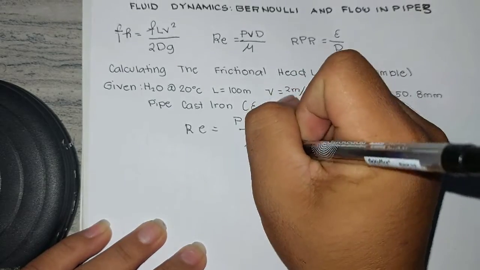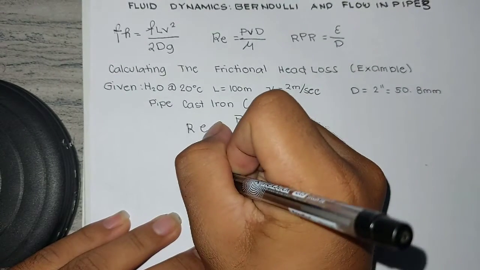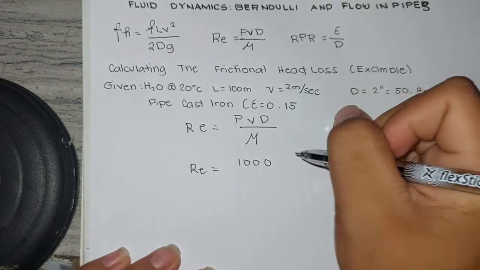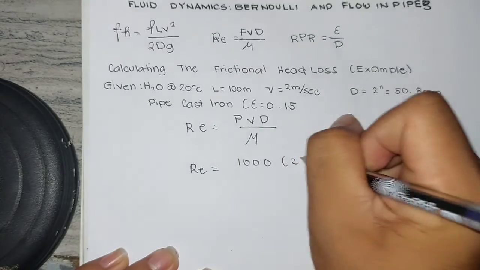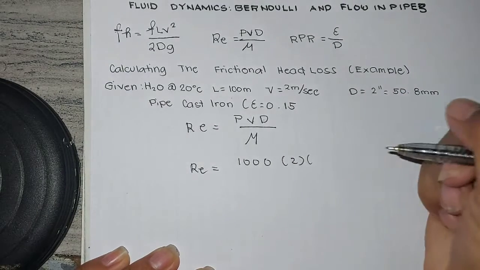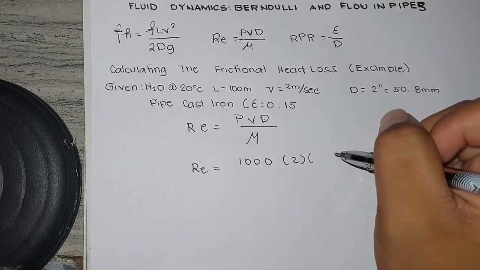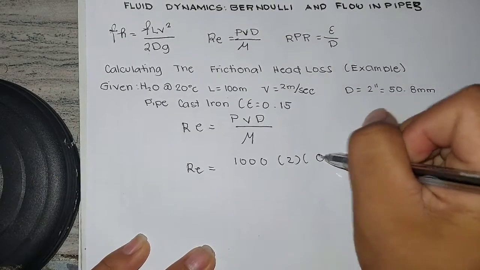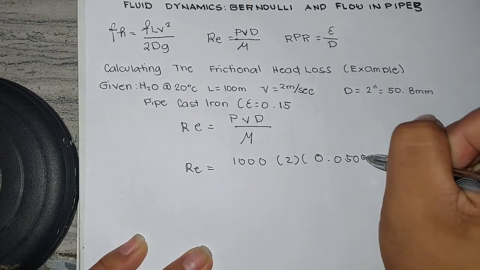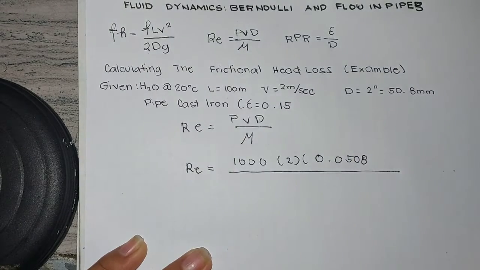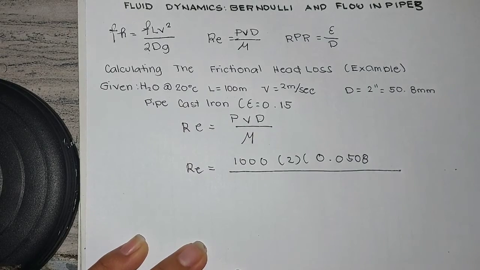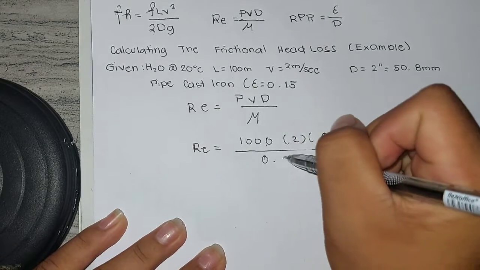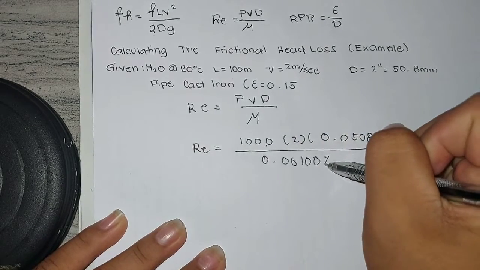The Reynolds number is equal to ρVD over μ, so the Reynolds number is equal to 1,000 kilograms per cubic meter, times the velocity of 2, multiplied by our diameter, which is 2 inches. So we're going to convert it into meters, so it is going to be 0.0508, divided by the dynamic viscosity of water at 20 degrees centigrade, which is 0.001002.